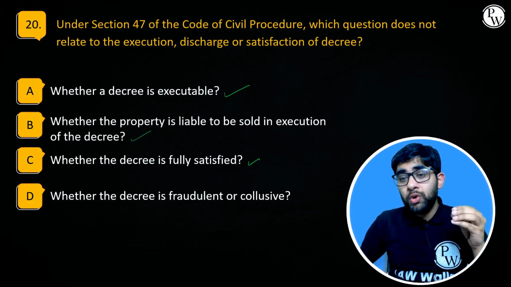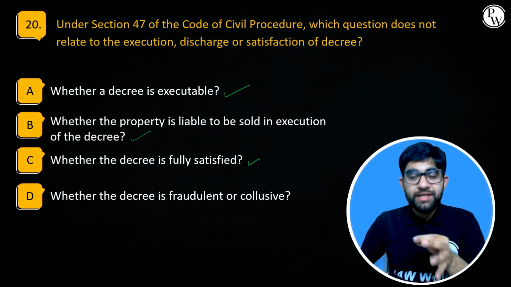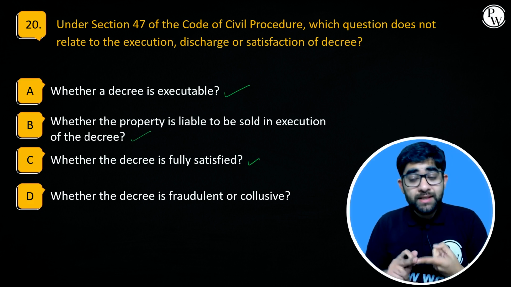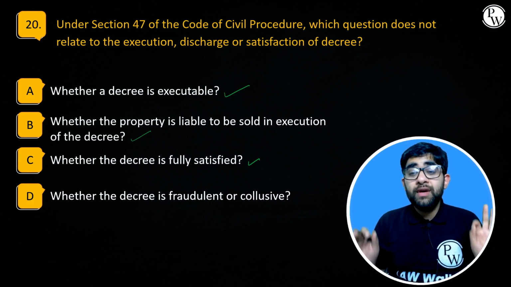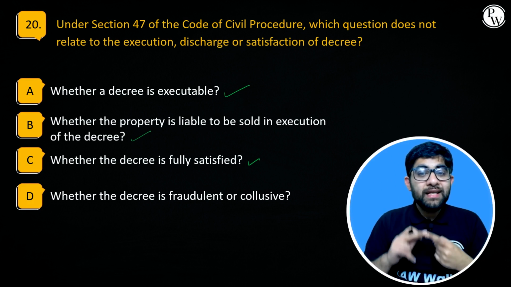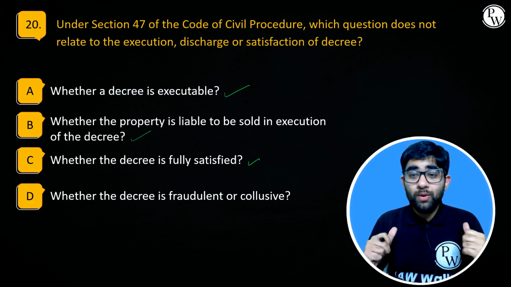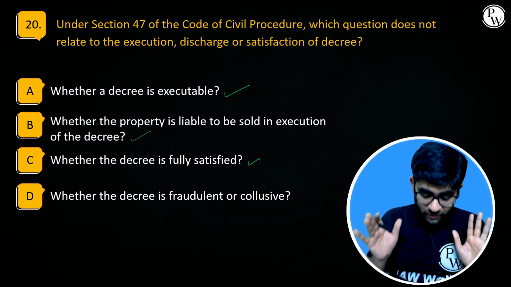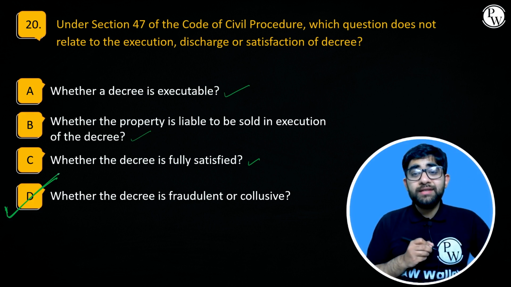Now, when an execution application is filed in a court of first instance, the court will not look into the merits of the case and will merely look at the decision or decree only. The court will not see whether it's fraudulent or collusive. The court will close its eyes and say that the decree has been passed against you. I am the executing court. I will not look into the correctness of the decree. All right, so the answer is D.